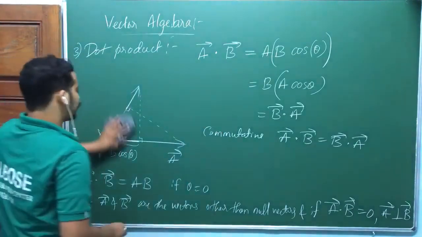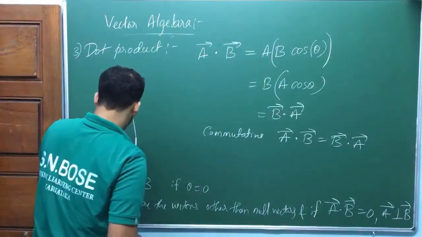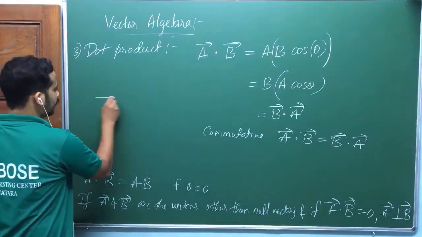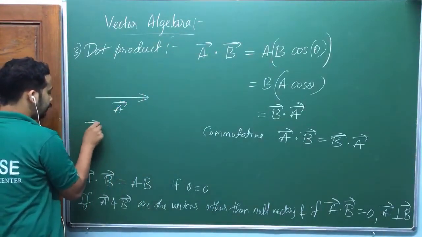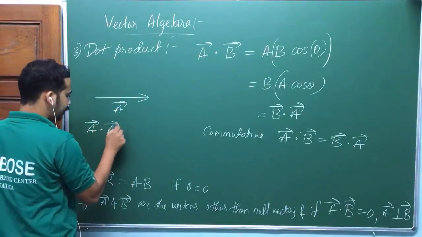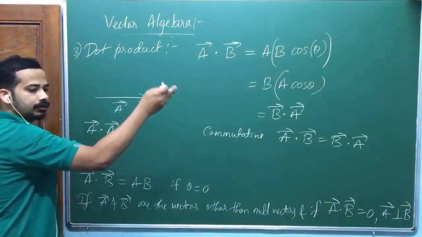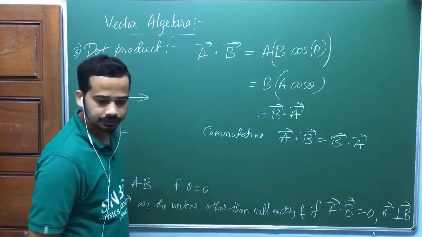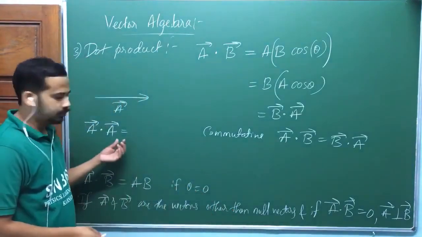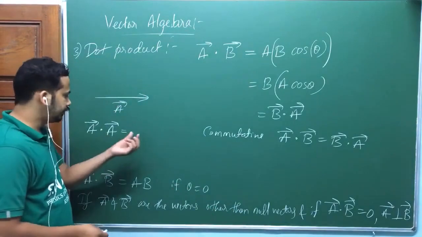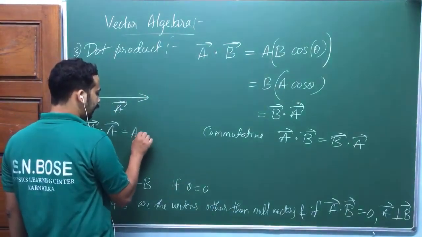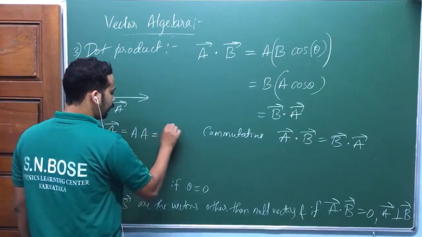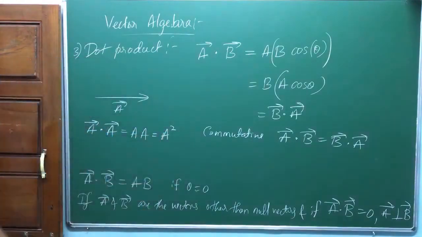Let me take one more thing, a very important one. If you have a vector A and you take the dot product with itself, what would you get? A into A cos 0, isn't it? The angle between these two is 0, isn't it? So that's equal to magnitude of A into magnitude of A. That's equal to magnitude of A squared, isn't it?